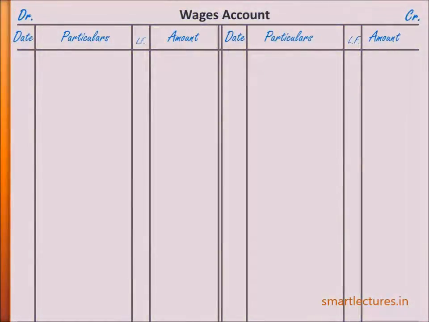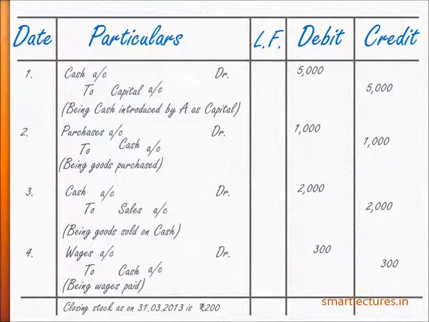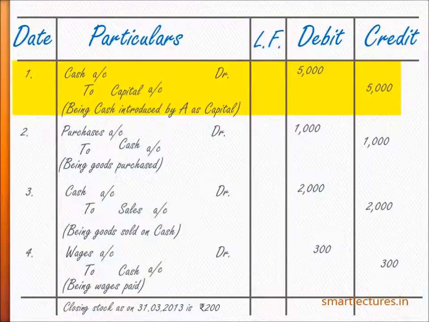Now we have to start ledger posting on the basis of journal entries. Let's take up the first journal entry. Cash account debit to capital account rupees 5,000. What does it mean? Cash account is to be debited by rupees 5,000 and capital account to be credited by rupees 5,000.